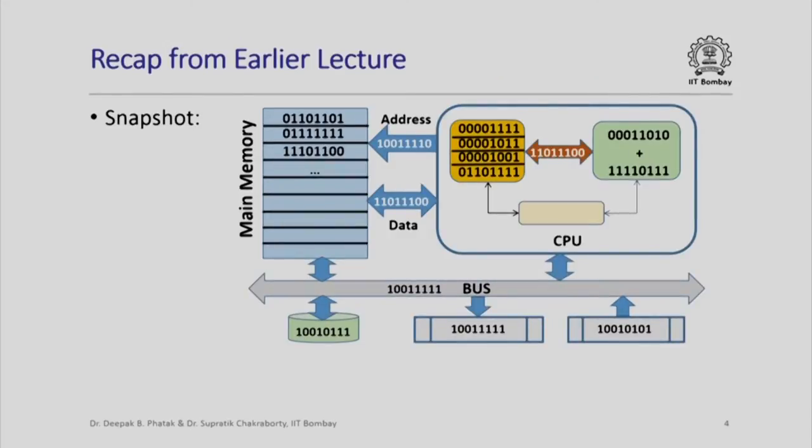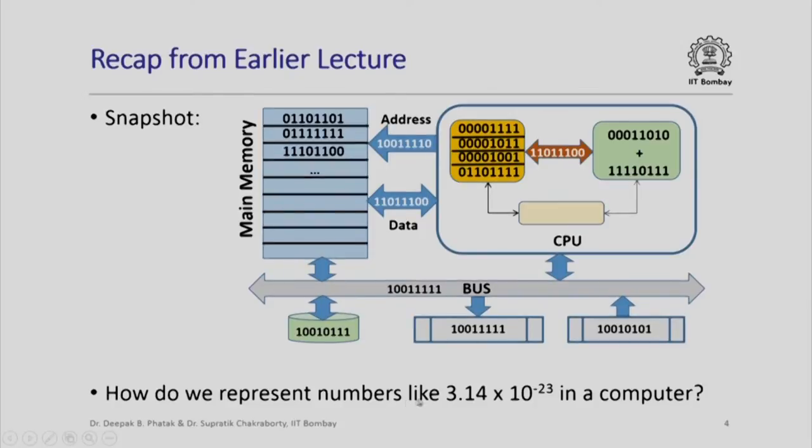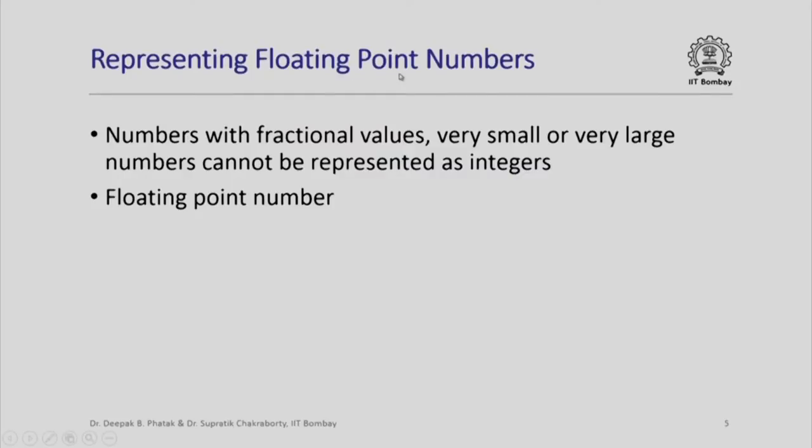Now, this is a picture that we have seen earlier. This is the basic structure of our simple computer with different parts, and at any snapshot of operation of this computer, you will see sequences of zeros and ones everywhere. So, what we want to ask is, how do we represent numbers like 3.14 into 10 raised to minus 23 in a computer using sequences of zeros and ones? These are called floating point numbers, numbers with fractional values, very small numbers or very large numbers that cannot be represented as integers. What we are going to study today is, when we write a number like this, how can we represent it in a computer using a sequence of zeros and ones.